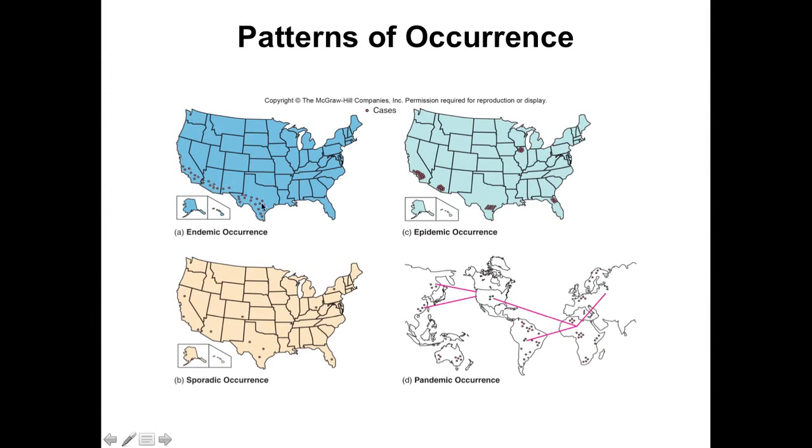So here's an endemic occurrence. It happens fairly regularly in these known areas. We know it's going to happen. Here's epidemics. They're sporadic, focal in their location, but they can be spread out. Sporadic, small cases, kind of all over, no real pattern. And then a pandemic is just global. And this is because of travel. The ability to travel around the world within 24 hours makes it very easy for things to spread.